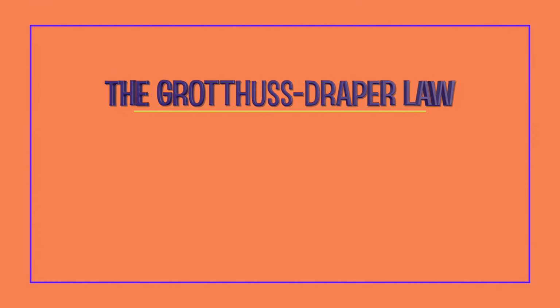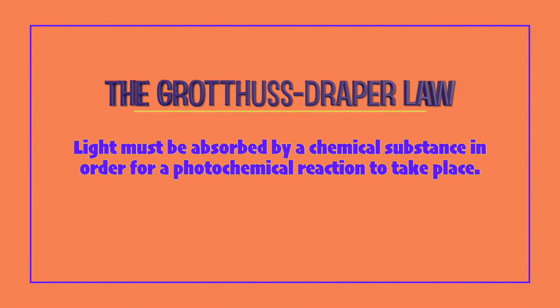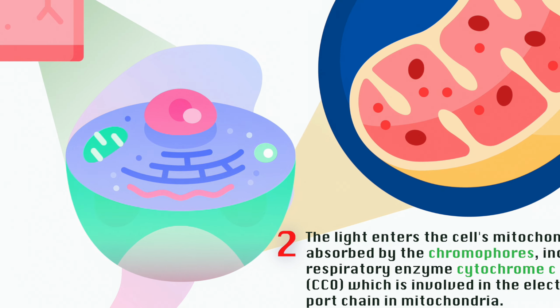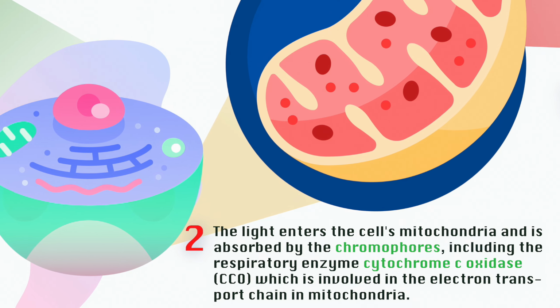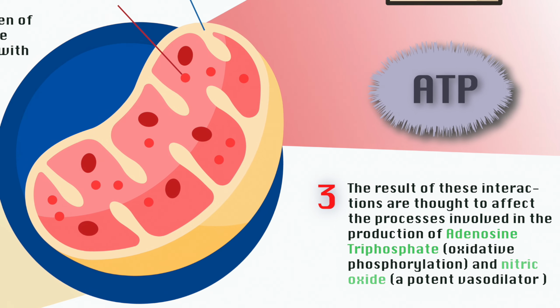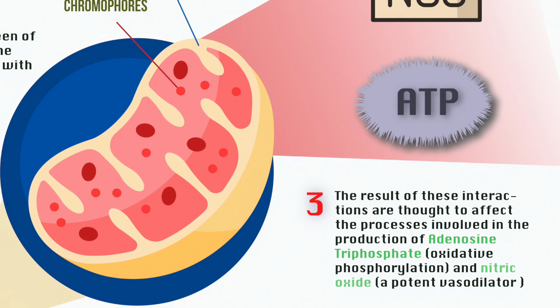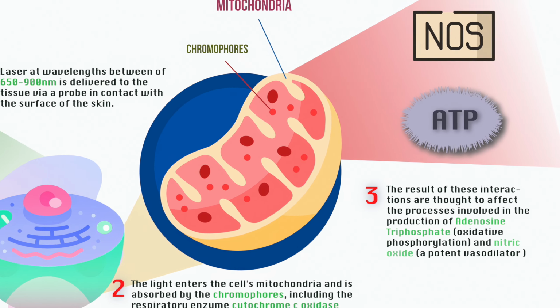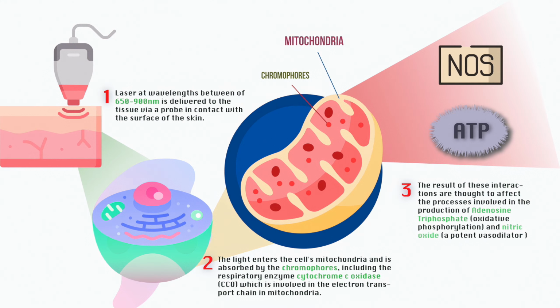Briefly, low-level laser therapy is theorized to work on the basis of the first law in photochemistry, the Grotius-Draper law, which states that light must be absorbed by a chemical substance in order for a photochemical reaction to take place. The generally accepted theory is that low-level laser therapy can impact chemical reactions like oxidative phosphorylation and therefore the production of ATP, or chemical substances like the respiratory enzyme cytochrome C oxidase, which is involved in the electron transport chain in mitochondria, for therapeutic benefit.